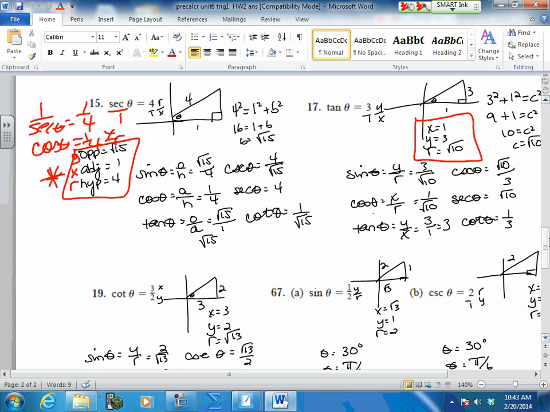These were in quadrant 1, I think. They all said from 0 to 90. Was this the one that said from 0 to 90? No. No? Was the other piece? Okay. Questions?